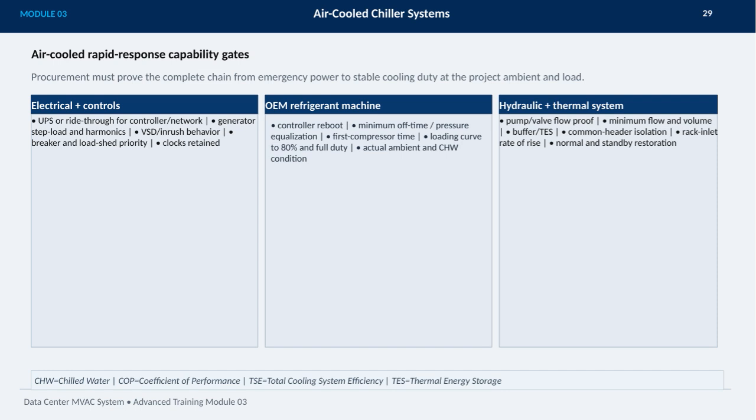Remember, chilled water is abbreviated as CHW. COP stands for Coefficient of Performance. TSE is Total Cooling System Efficiency, and TES means Thermal Energy Storage. Understanding these factors ensures a robust and responsive air-cooled chiller system for critical data center environments.